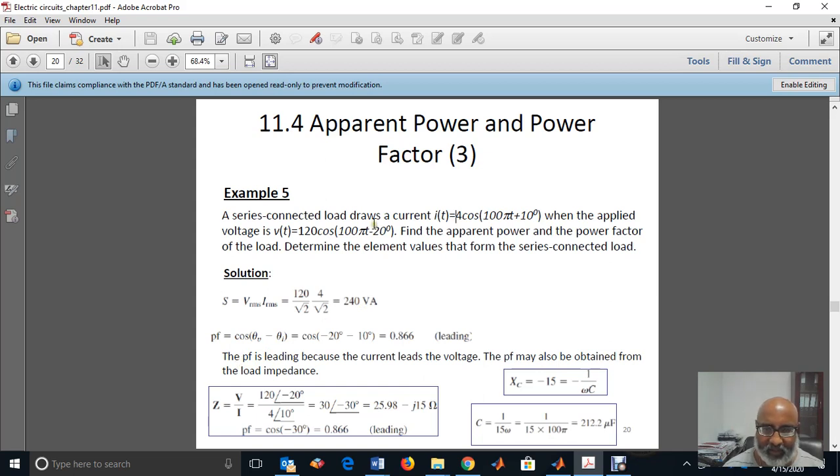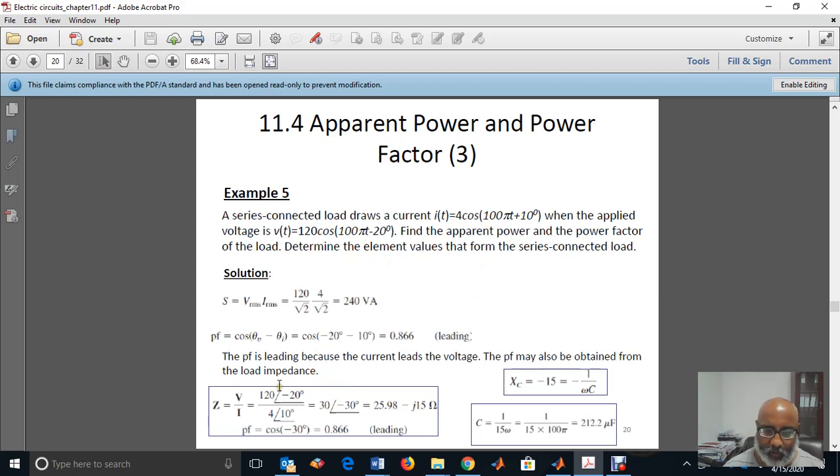Power factor. What is the power factor? We take the angle of the voltage; both are in cosine here. So the angle of the voltage is minus 20, the angle of the current is 10. Minus 20 minus 10 is minus 30, cosine of minus 30 is 0.866. What type of power factor, leading or lagging? Leading, because the current leads the voltage. The power factor is leading because the current leads the voltage.